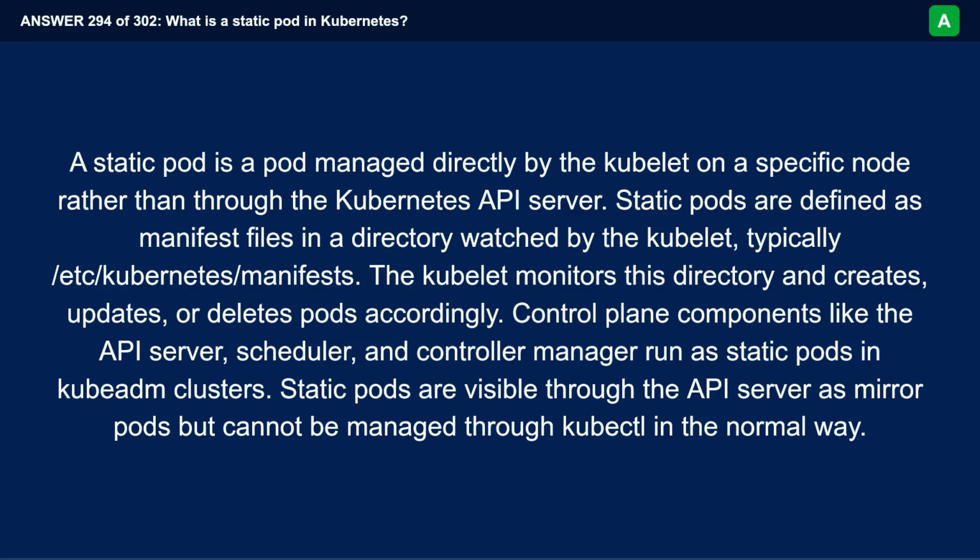Control plane components like the API server, scheduler, and controller manager run as static pods in kubeadm clusters. Static pods are visible through the API server as mirror pods, but cannot be managed through kubectl in the normal way.